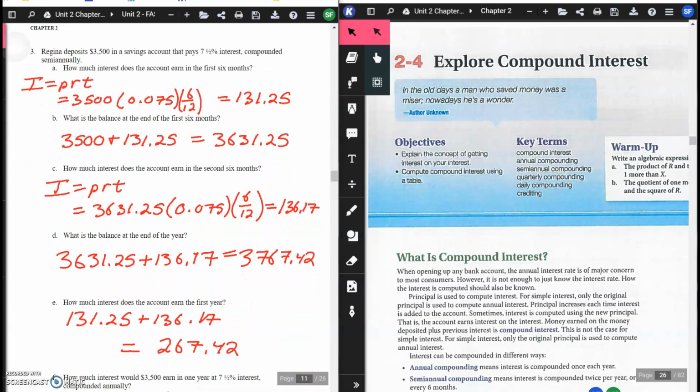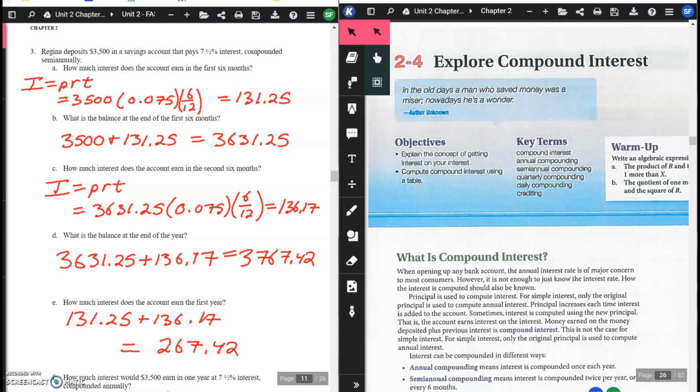Number 3, Regina deposits $3,500 into a savings account that pays 7.5% interest compounded semi-annually. So we're going to do interest equals principal times rate times time. So 3,500 times 0.075 for 7.5%. It's compounded semi-annually, so that's every 6 months, so 6 divided by 12 would be your T, or your time. Multiply it all out, you get $131.25. The balance at the end of the first 6 months would be your $3,500 that you put in, plus the interest that you just earned, $131.25. Add the two together, $3631.25.